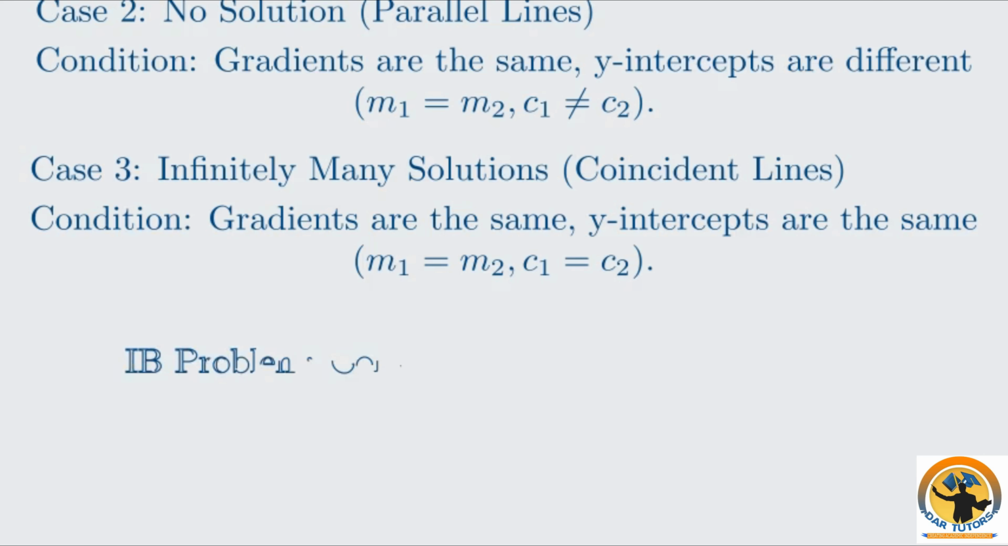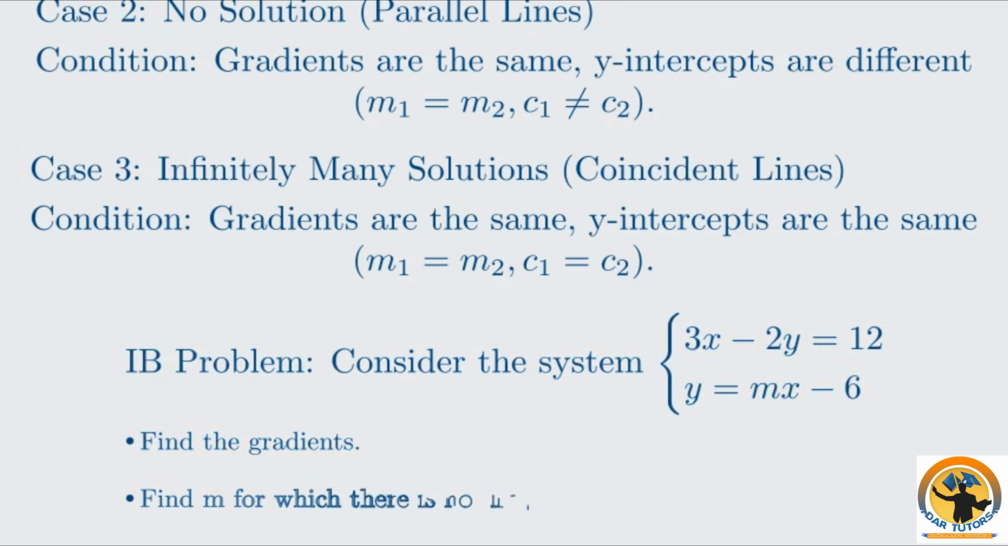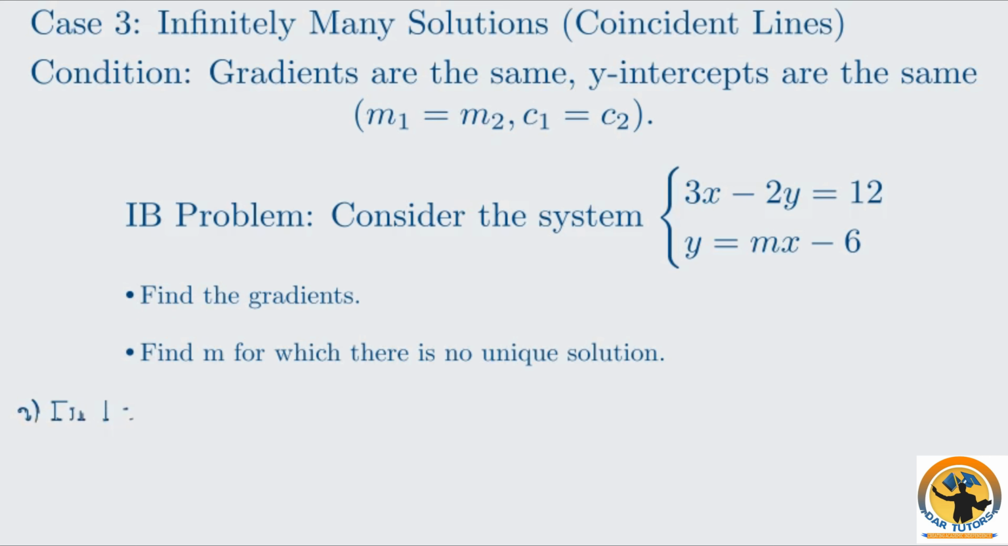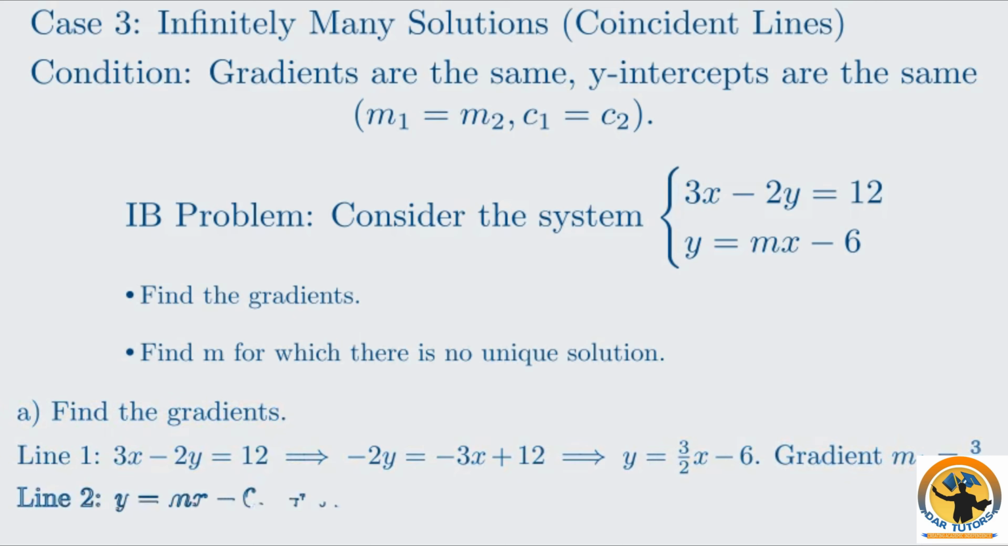Let's use this knowledge to solve an IB-style problem. We are given a system with a parameter m and asked to find the value of m for which there is no unique solution. Part A asks for the gradients. For the first equation, 3x minus 2y equals 12, we can rearrange it into gradient-intercept form. This gives y equals 3/2 x minus 6, so its gradient is 3/2. The second equation, y equals mx minus 6, is already in gradient-intercept form, and its gradient is m.